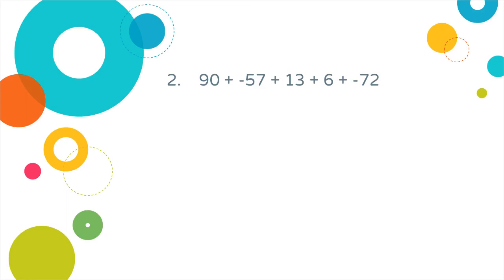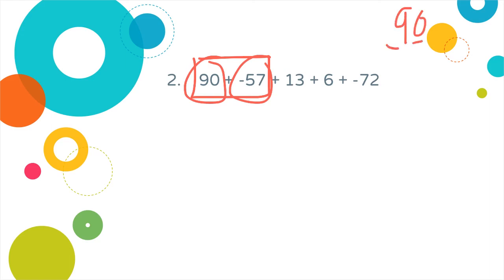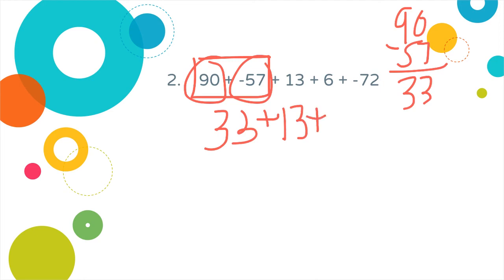And number 2, 90 plus negative 57 plus 13 plus 6 plus negative 72. First, start off with your first two. You have a positive 90 and a negative 57. They're different signs, so you subtract. 90 minus 57 equals 33. The larger number is the 90, so it's positive. Bring down the rest. Plus 13 plus 6 plus negative 72.